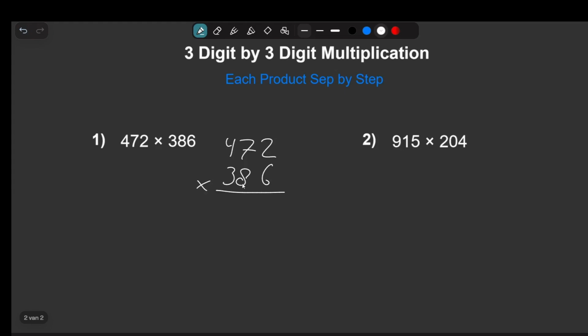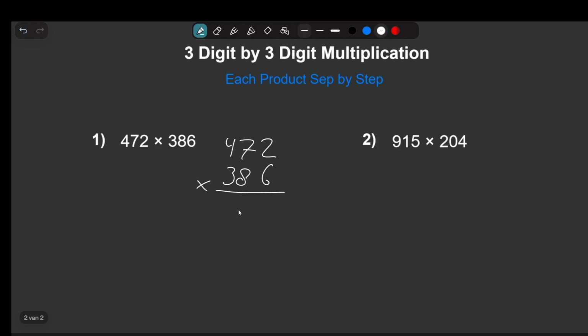To multiply this, we're going to start with the 6, then the 8, and then the 3. I'm going to show you how we do this. First we multiply 6 by 2, then 6 by 70, and then 6 by 400. But remember, if you're multiplying by 70, you can just multiply 6 by 7, and the same with 6 by 4. You don't have to multiply by 70 because we're going to use a little trick.